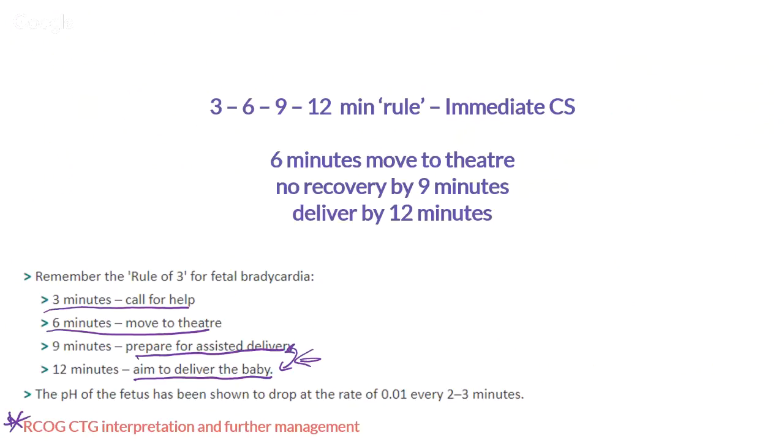And I've said this in one of our previous sessions: quite a significant percent of CTGs that are abnormal, in the end, have a completely normal baby, okay? So just keep that in mind. So this is the rule of threes. Sorry, not immediate CS, just immediate assisted delivery.